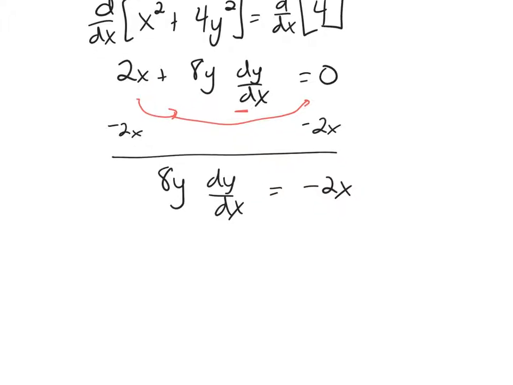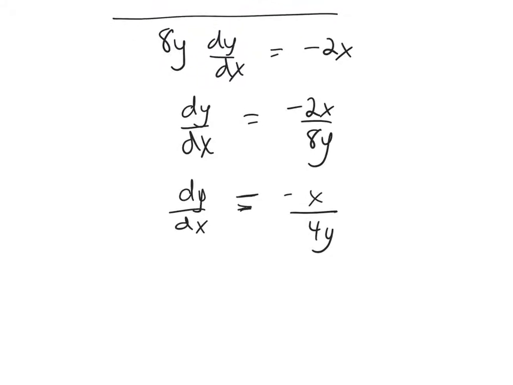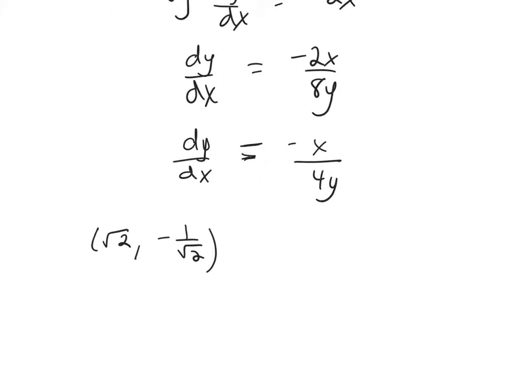And then to solve for dy/dx, you just divide by 8y, and you'll get that the derivative is negative x over 4y. Now I was asked for the slope of the tangent line at the point square root of 2, negative 1 over square root of 2. So to get the slope of our tangent line, I'm going to plug in this point, this is x, and this is y, into our derivative over here to get the slope.